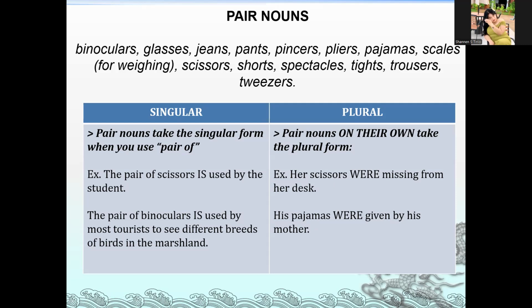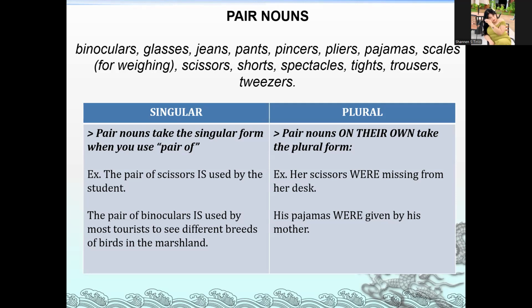Okay, wait. Let me just make another example. And these shorts is or are in the washing machine.